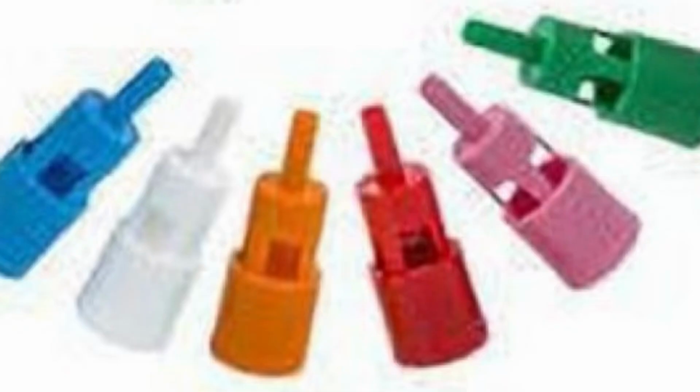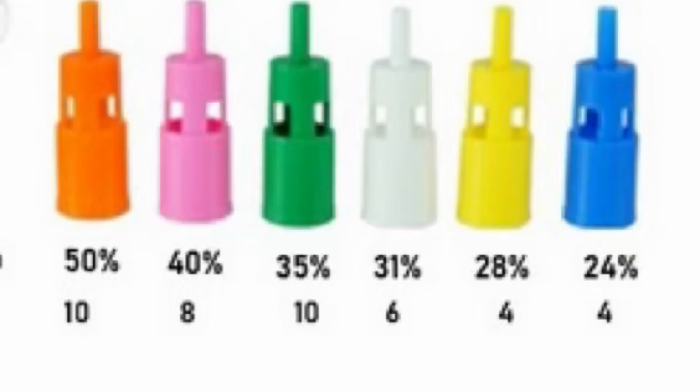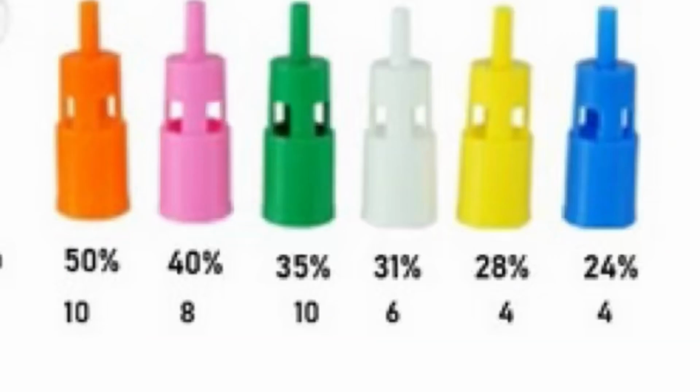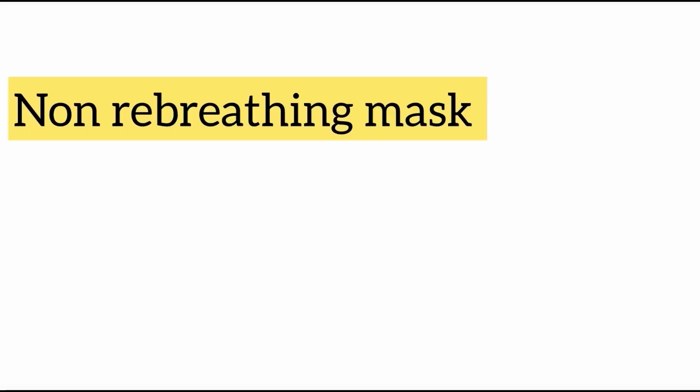Unlike simple face masks or nasal cannulas, the venturi mask provides a fixed and predictable oxygen concentration, which is essential for patients who are sensitive to changes in oxygen levels. The mask operates at different flow rates, typically from 4 to 12 liters per minute, depending on the adapter used.